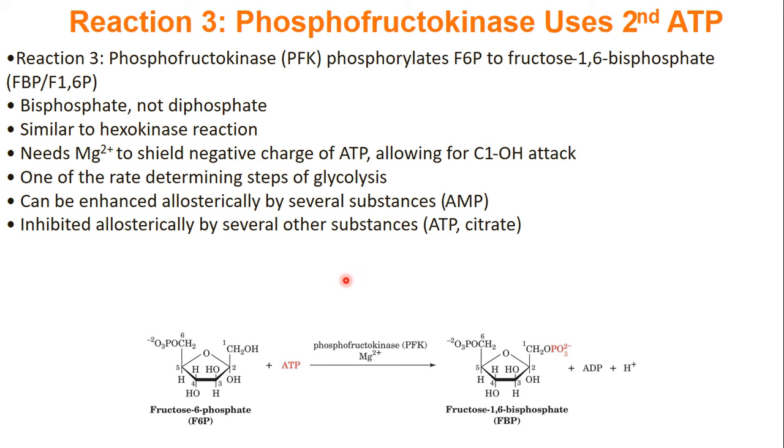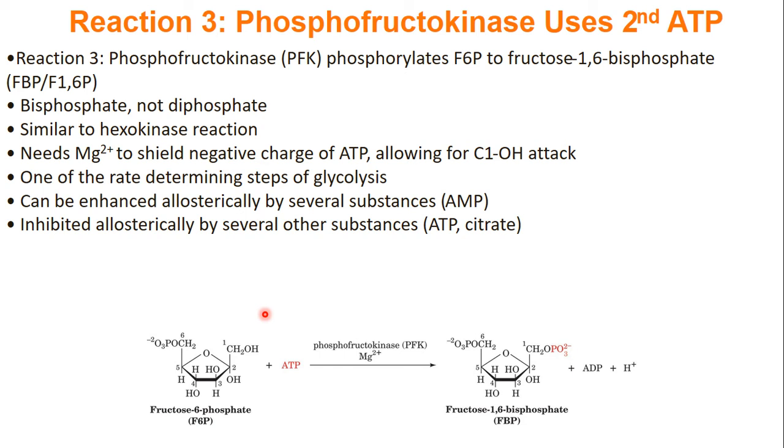And this is actually very similar to the hexokinase reaction that we looked at back in the previous steps of glycolysis, in that we have magnesium, and that's shielding the negative charges of ATP, allowing for carbon 1 OH to make an attack. Previously, we were looking at carbon 6 making an attack.